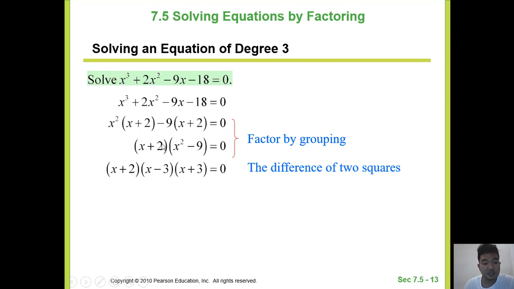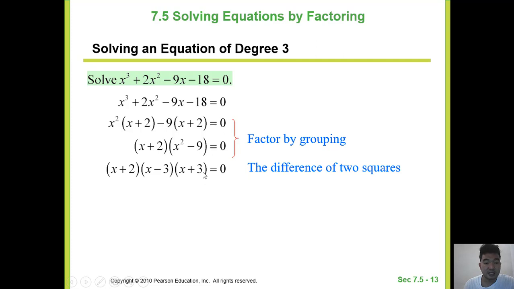The factors are the quantity x plus 2 times the quantity x squared minus 9 equals 0. And we can still factor x squared minus 9, and take note that this is the difference of two perfect squares, which can be factored easily by looking at the square root of x squared and the square root of 9. So you'll have the sum and the difference of their square roots. That is why x squared minus 9 can be factored as the quantity x minus 3 times the quantity x plus 3.